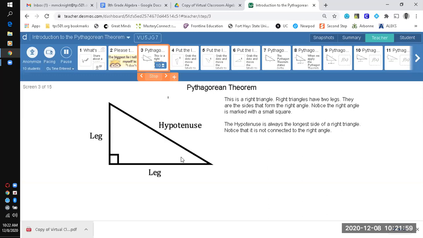Also realize that the hypotenuse is not connected to the right angle at all. So you see the hypotenuse is opposite of the right angle.